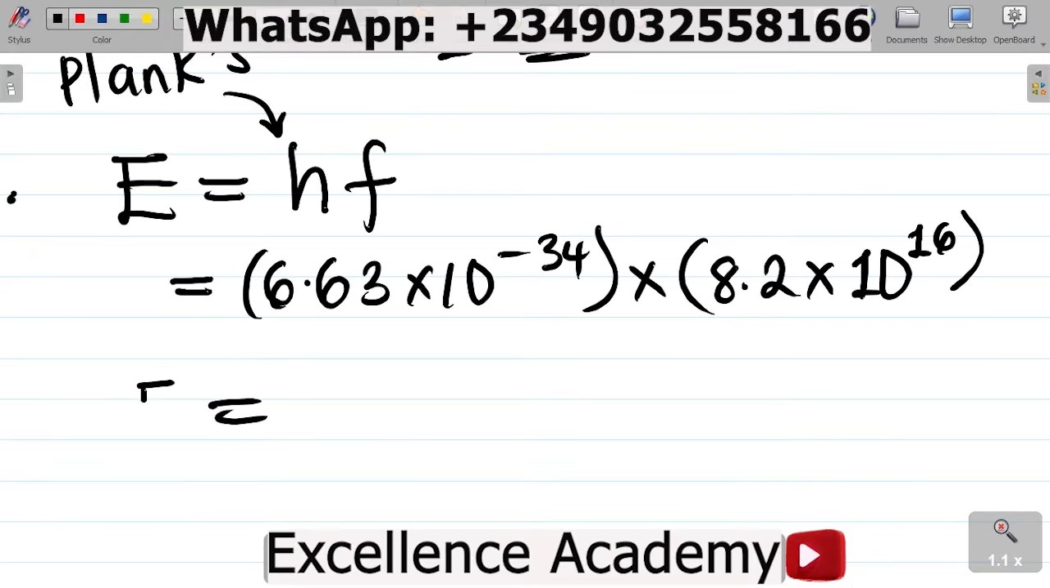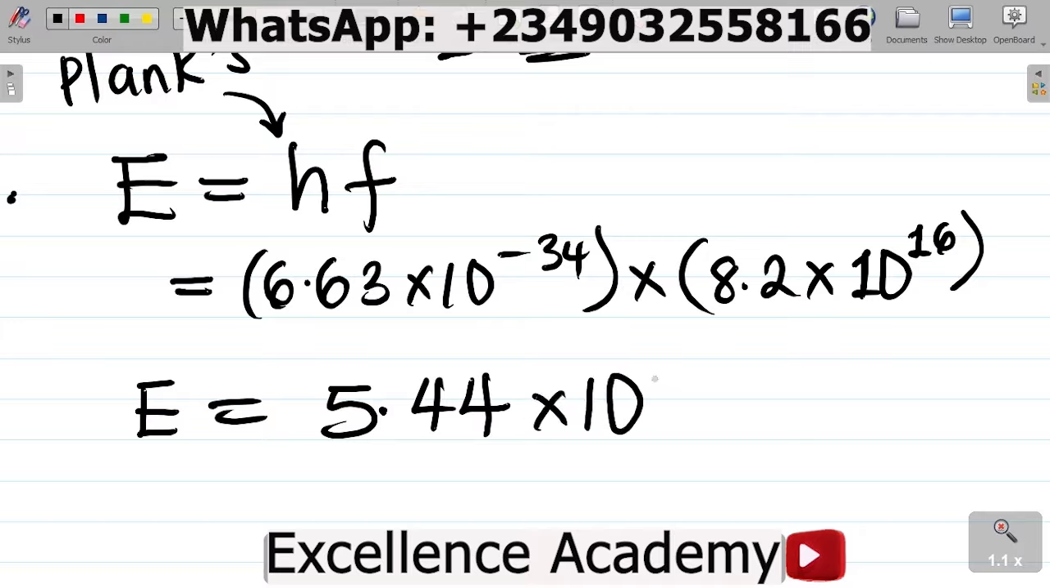I'll get my calculator and punch this real quick. Let's see this, 6.63 times 10 to the power minus 34, times 8.2 times 10 to the power 16. When you punch this, the answer here is 5.44 approximately times 10 to the power minus 17. Of course, this is energy. For energy, the SI unit is what there? Joules. So let's see which option has this.